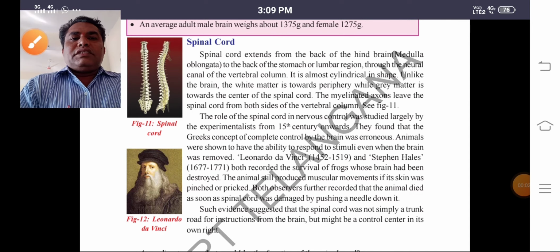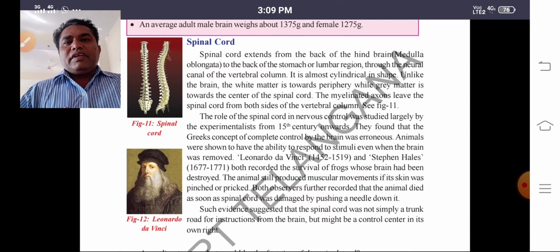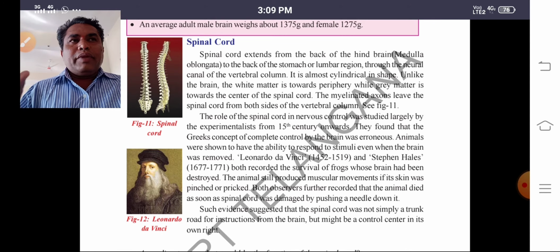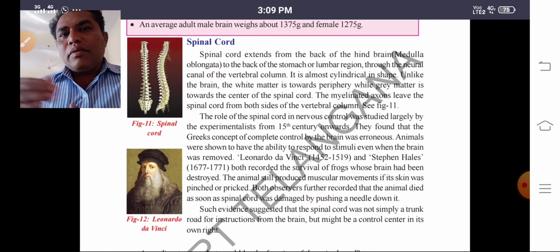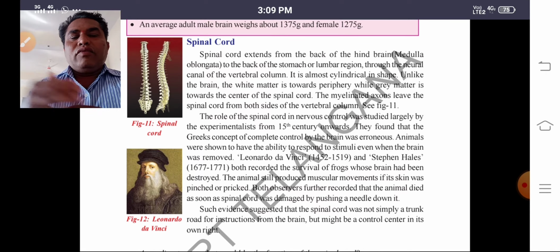Good afternoon, students. Today we are discussing the spinal cord. In the previous class we studied the brain and its three parts: forebrain, midbrain, and hindbrain, and also the functions of the brain. Today we are going to study another part present in the central nervous system. I already explained that the central nervous system consists of two parts, brain and spinal cord. The brain we have already completed.